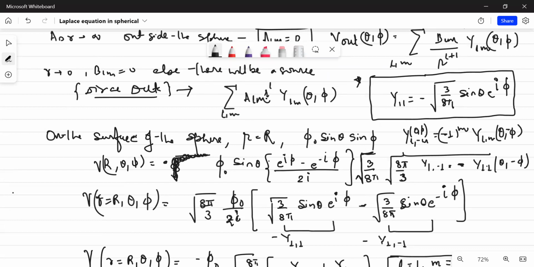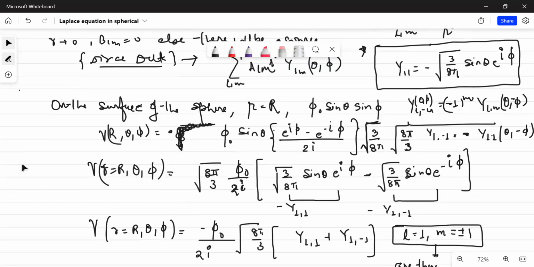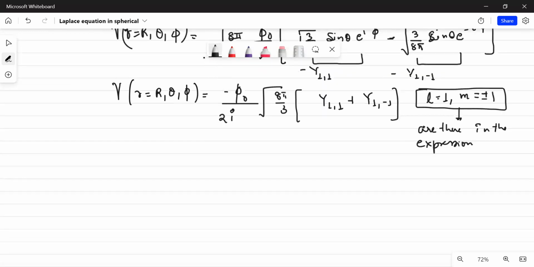Okay, if I take r equals capital R, then this expansion should be equal to this. And overall, I have to understand that only L equals 1 and M equals plus minus 1 would survive. So here I would write the potential inside, anywhere inside. These are not difficult questions, but you have to remember certain things.